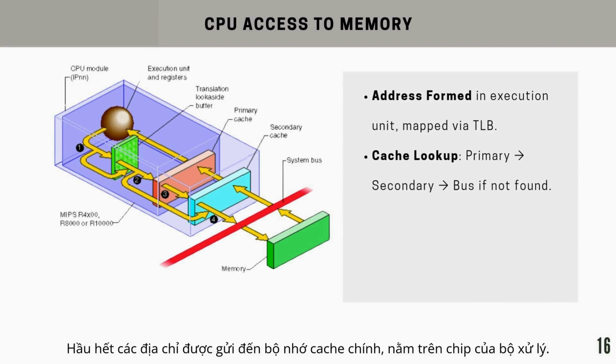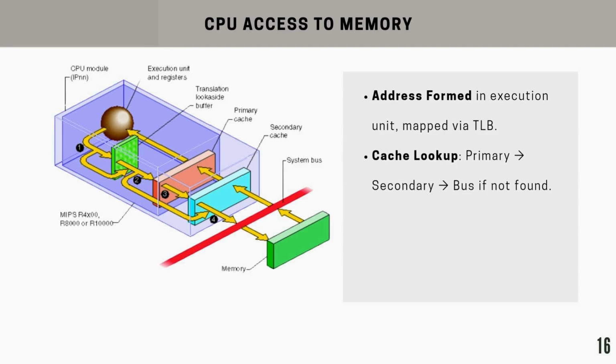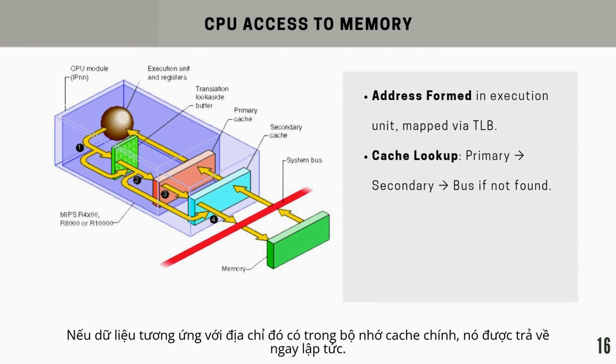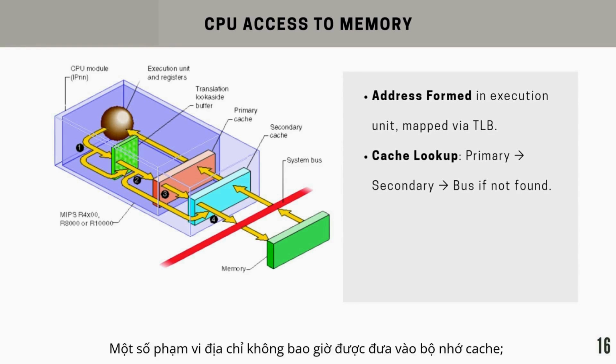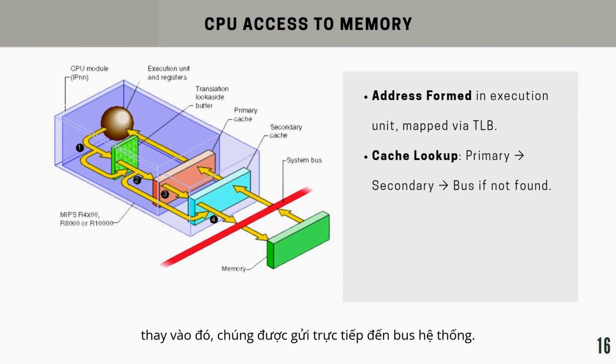The majority of addresses are presented to the primary cache, which resides on the processor chip. If a copy of the data corresponding to the address is found within the primary cache, it is returned immediately. Conversely, certain address ranges are never brought into the cache. These addresses are directed straight to the system bus.